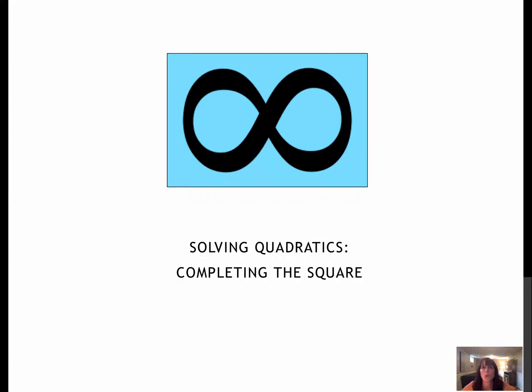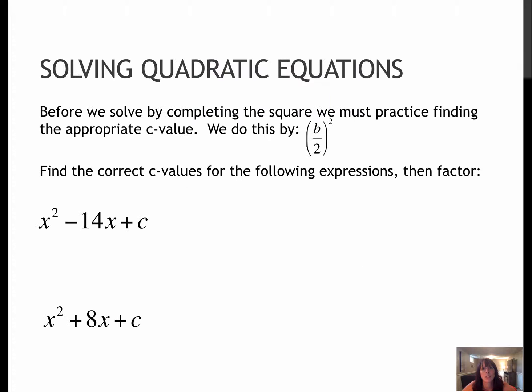In this lesson, we will solve quadratics by completing the square. Remember, the best way to do this is when b is an even value. So first, let's just practice finding the appropriate c value, which will come into play when we start completing the square. To find the c value that we would like to have, we take our b value in half, which is why it's nice when b is even, and then square it.